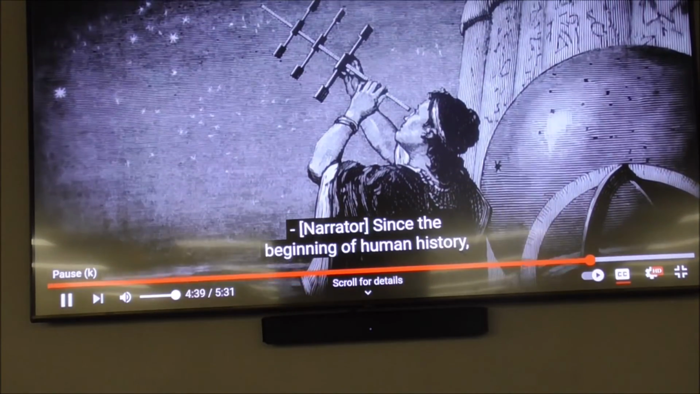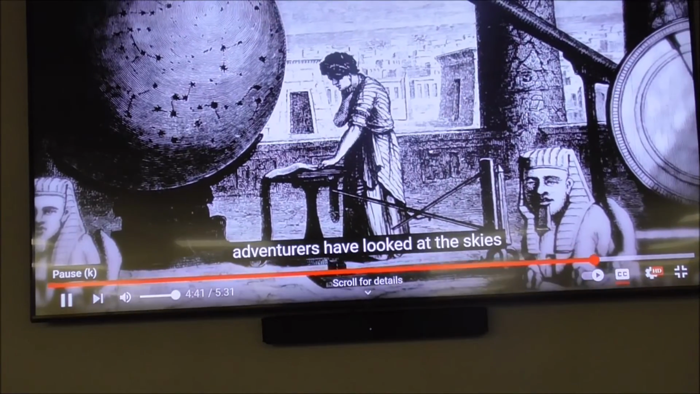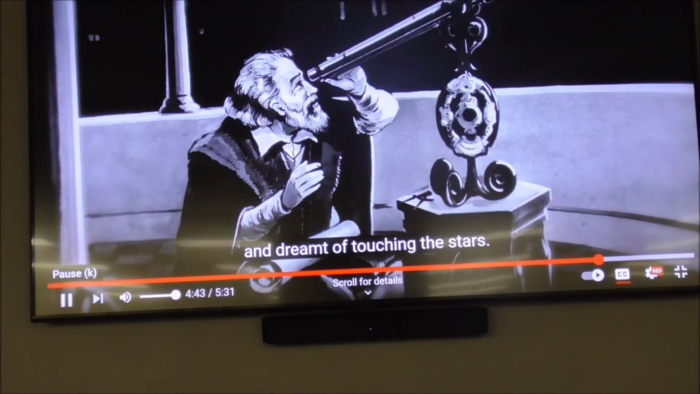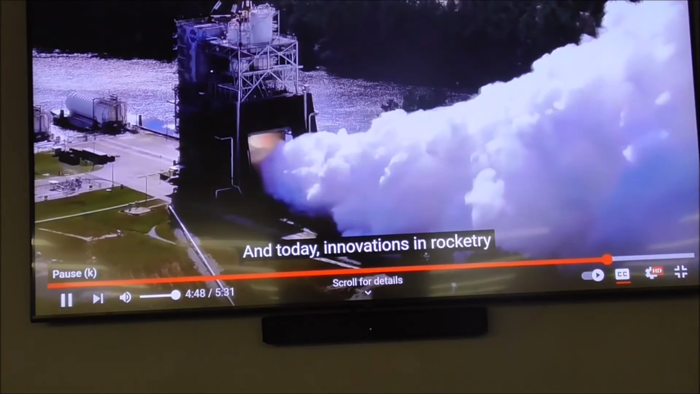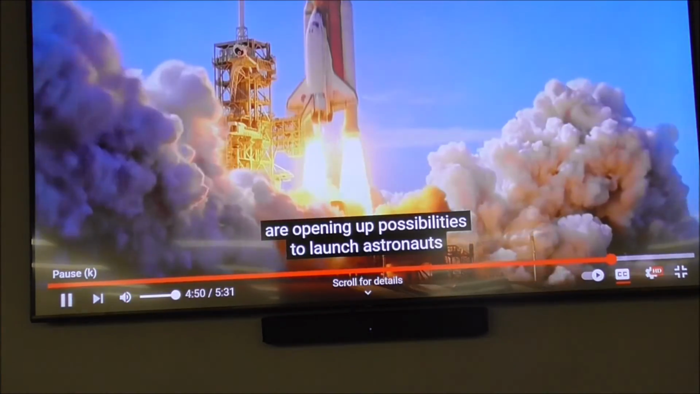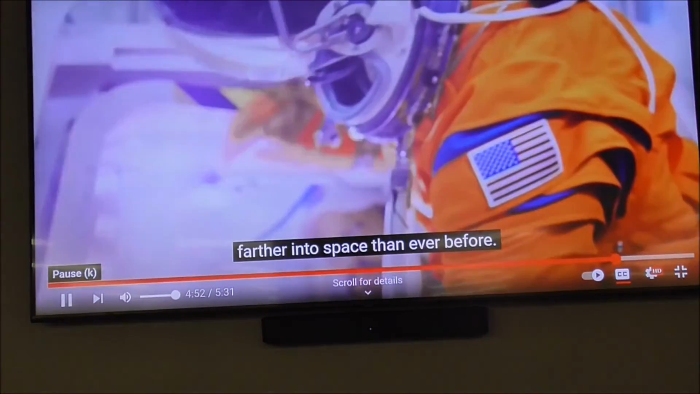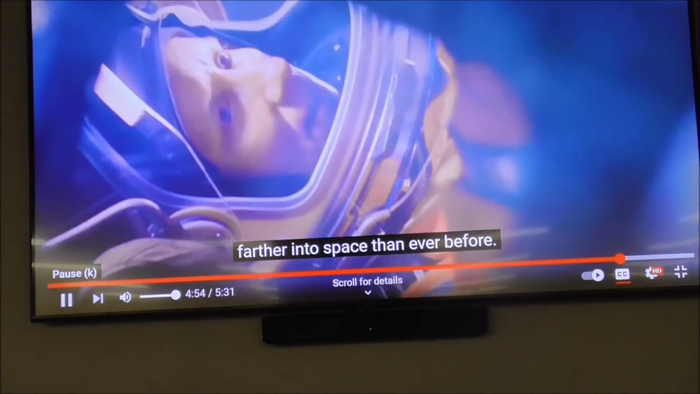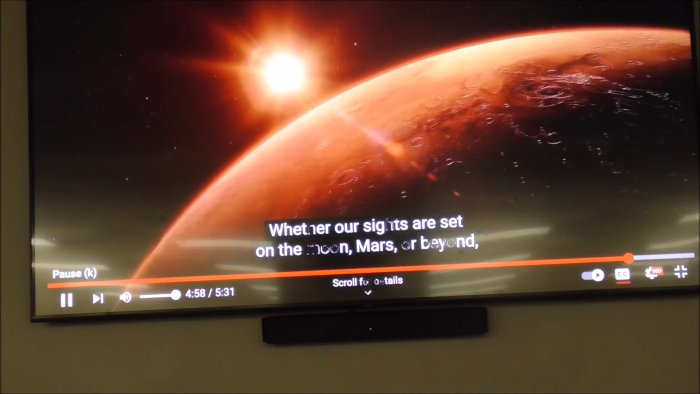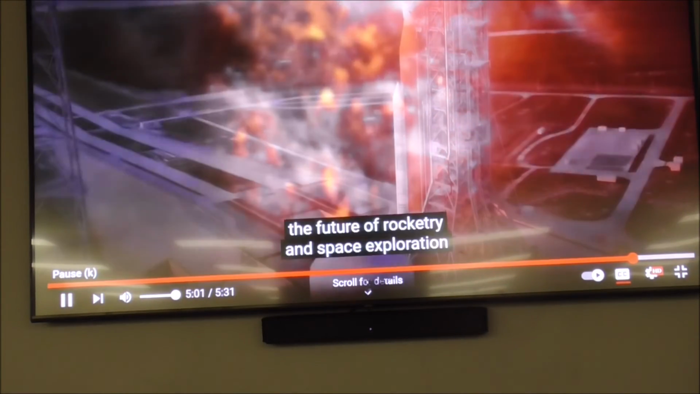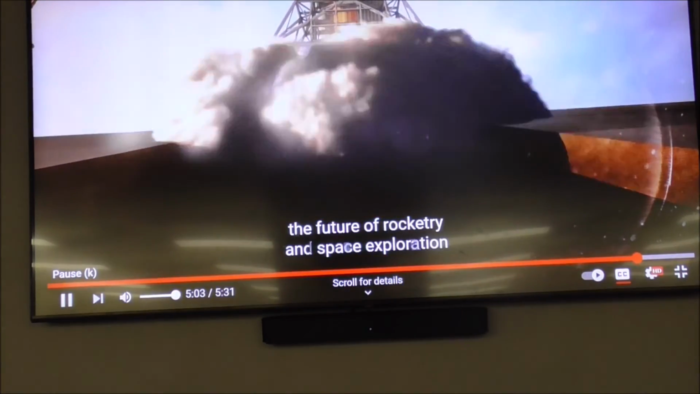Since the beginning of human history, adventurers have looked to the skies and dreamt of touching the stars. And today, innovations in rocketry are opening up possibilities to launch astronauts farther into space than ever before. Whether our sights are set on the moon, Mars, or beyond, the future of rocketry and space exploration is only just blasting off.